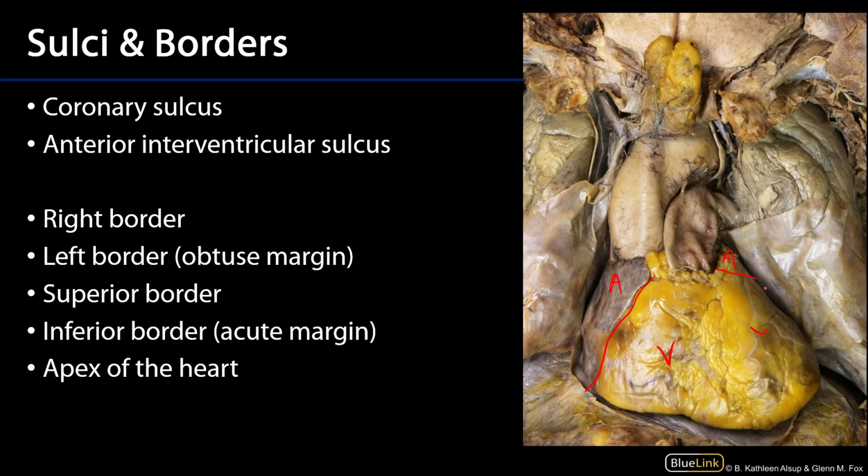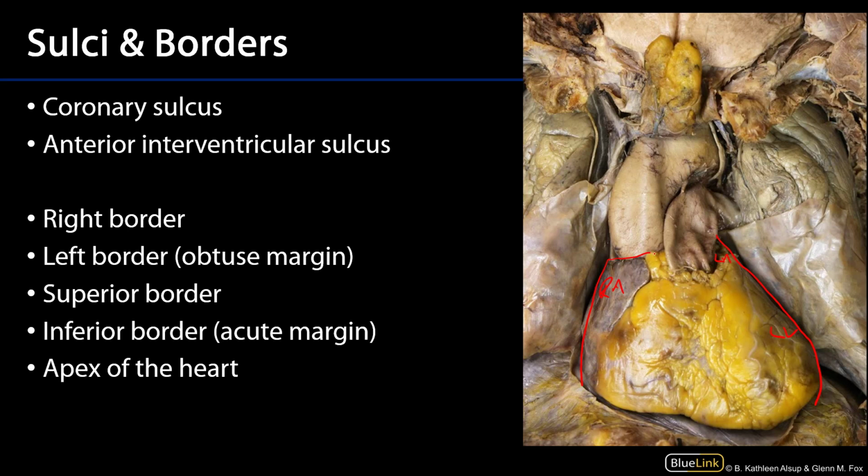There's also an anterior interventricular sulcus. That anterior interventricular sulcus is going to divide the right ventricle from the left ventricle. So that's where the interventricular septum is located. Now, with respect to this view of the heart, we can see several borders. So we have a right border of the heart. This right border of the heart corresponds to the right atrium. We also have a left border of the heart. The left border of the heart corresponds somewhat to the left atrium, but mostly to the left ventricle.